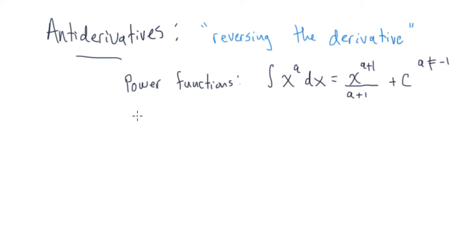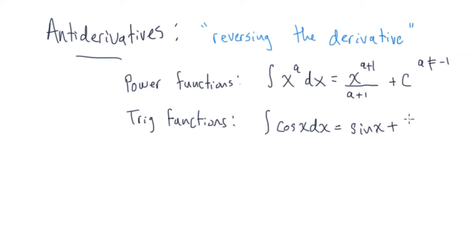Same thing for trig functions. Or at least I should say for sine and cosine. At least right now, if I want to know an antiderivative of cosine of x, then because I know that sine is the derivative of cosine x, I know that this is just sine x plus c. Okay, so this works pretty well.